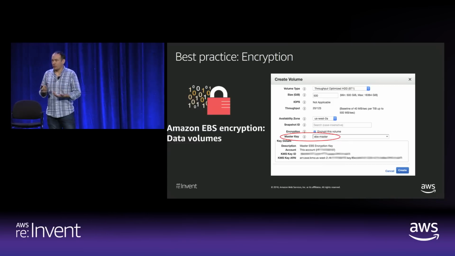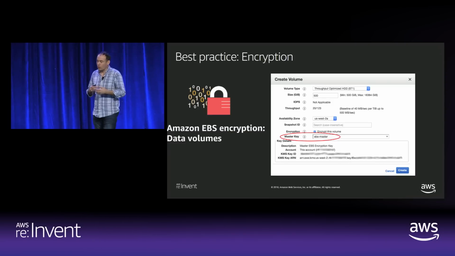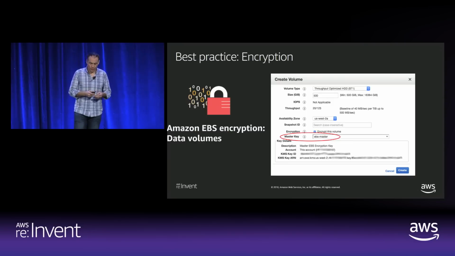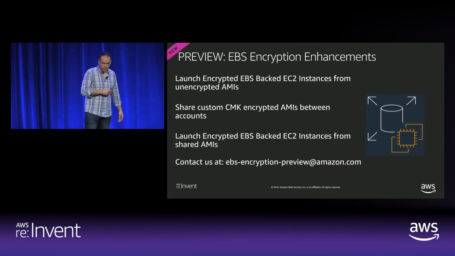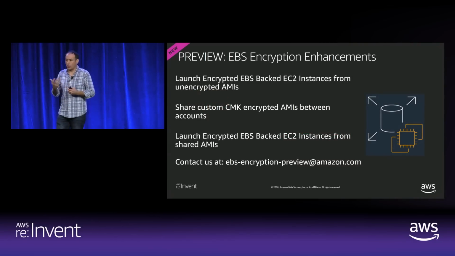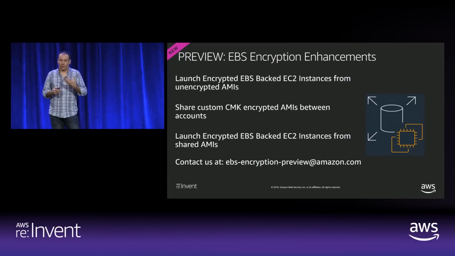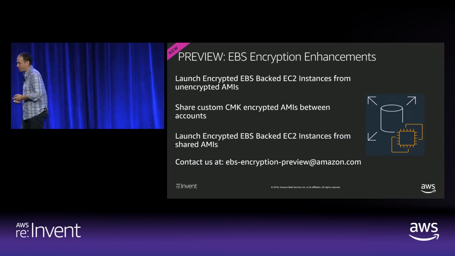Now, for those of you that are using encrypted volumes, do you do a lot of snapshot sharing and things like that? One of the things that we've had to do is, you can share encrypted volumes, but you have to actually create a snapshot and then copy that over into the new account in order to create a new image for it. So in preview, what we're coming out with soon is the ability to do one click so that you can take an EBS volume that is either an unencrypted AMI or encrypted with a custom CMK that's shared, and just do one click, create an instance from it. So you don't need to do that copy image anymore, and you don't need to take that time.